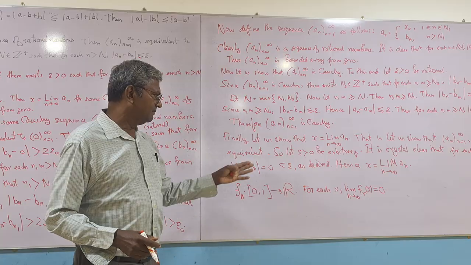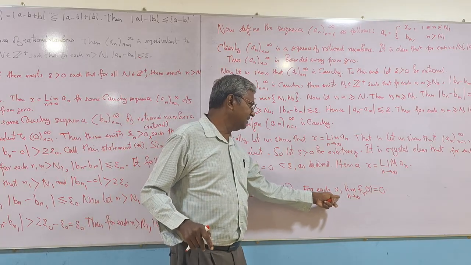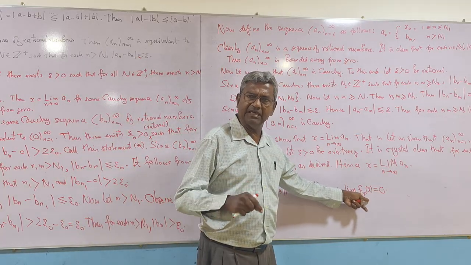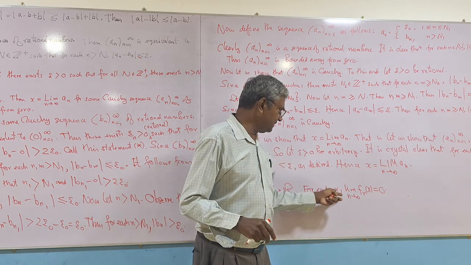Right? If you fix any x, then you get a sequence of real numbers: 1x, 2x, 3x. If you take the limit, it is 0.